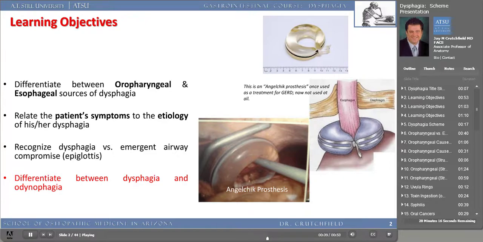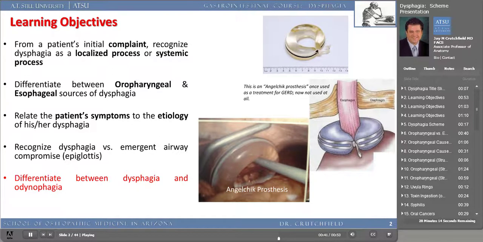I'd also like you to be able, from the patient's initial complaint, to recognize whether the dysphagia is a localized process, meaning localized just to the oropharynx or to the esophagus, or whether it represents a systemic disease.